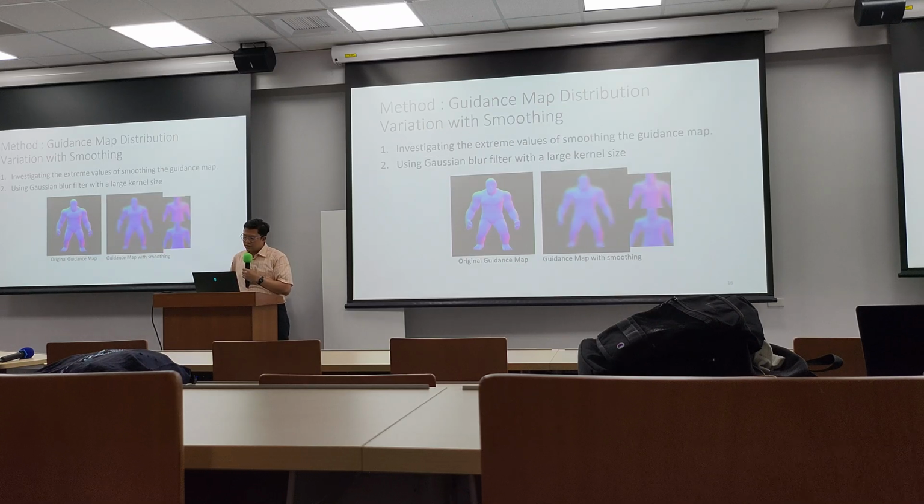Also, we are particularly interested in investigating the extreme values of the smoothing of the guidance map by applying a Gaussian blur filter with a large kernel size. Then we can create a very smooth guidance map, which leads to reducing the number of unique regions.